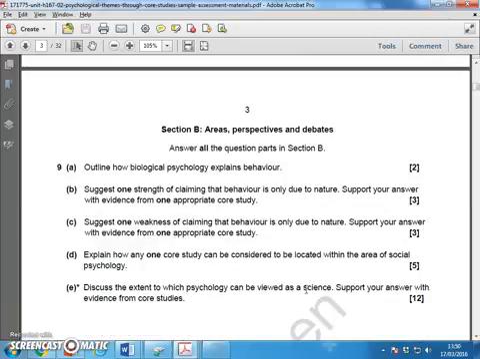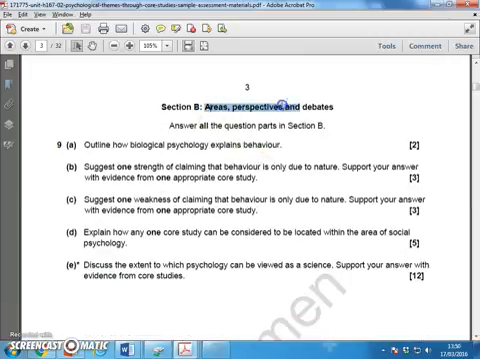Okay, section B is about the areas, perspectives and debates. So you need to know for these your assumptions, you need to know your theories. There's usually a background theory for each study, but the area assumptions have the key words there. For social, for example, it's the influence of other people around us, the influence of society on our behaviour. Learn those, and then you can justify what. How does biological psychology explain behaviour? You've got the assumptions there.